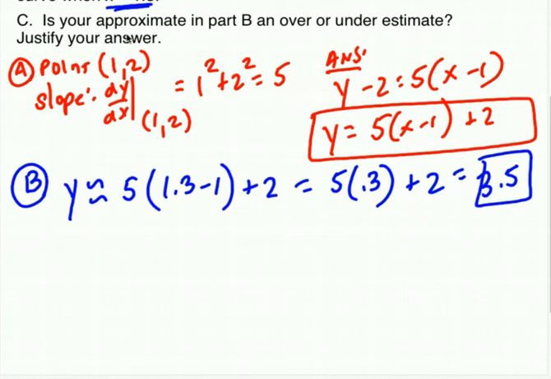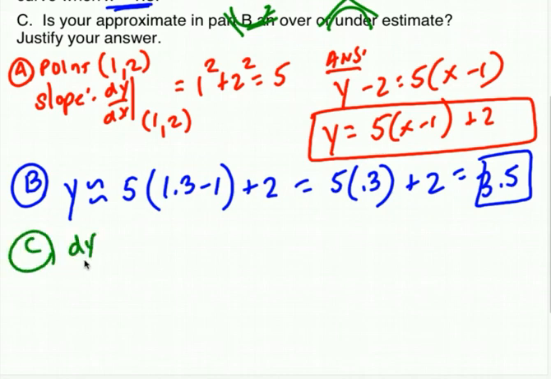All right, so this last bit is about concavity. Is your approximation in part B an over or underestimate? Justify your answer. So think about it this way. If a curve is concave up, then the tangent line approximations fall under it. And if a curve is concave down, then the tangent line approximations go over it. So what part C is asking you about is the concavity. So you're going to have to differentiate a second time.